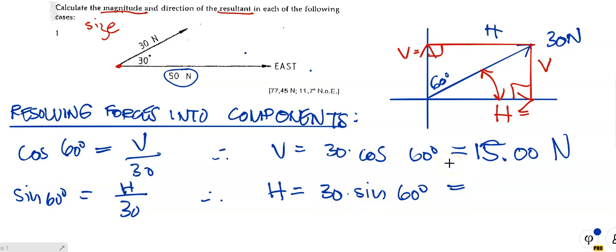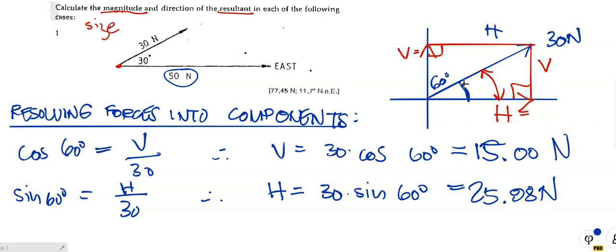And I'm going to work it out. Pick up your calculator and do the same. It's 30 sine 60, which is equal to 25.98 Newton. Right, what am I saying? When I worked out V previously, what did we get for V over here? We got 50 Newton, but we used that angle there. Okay, we got H as being 25.98, but we use that angle there.